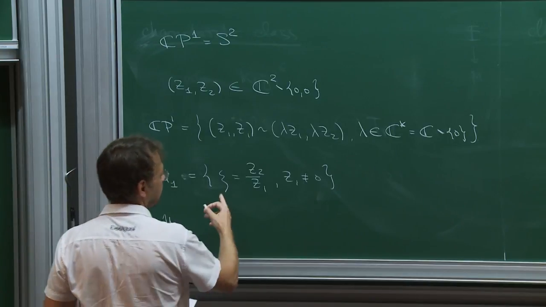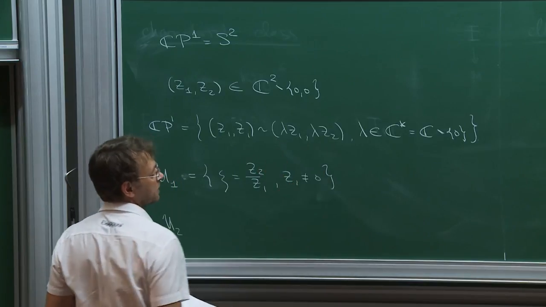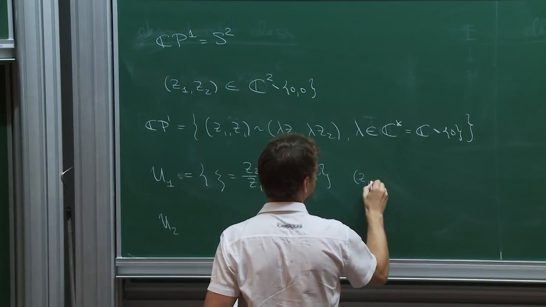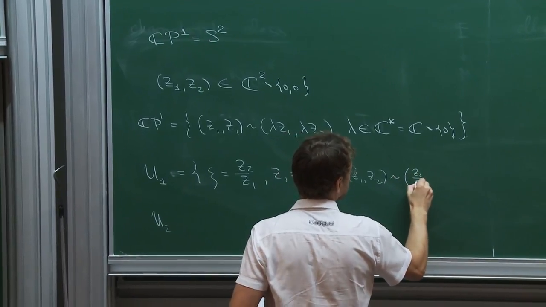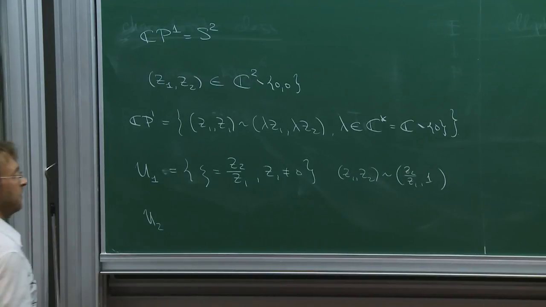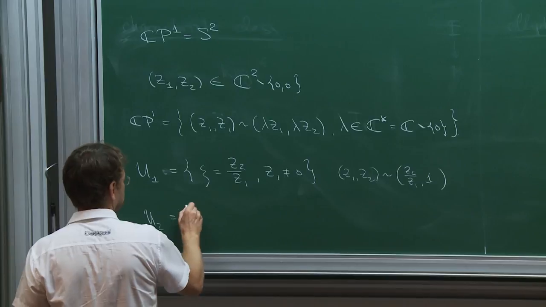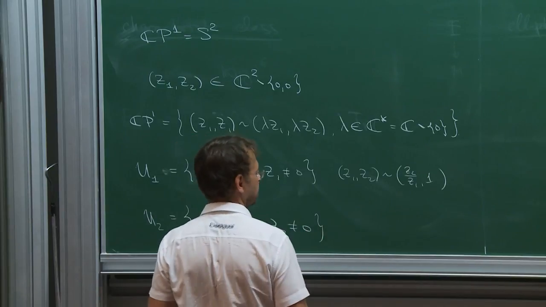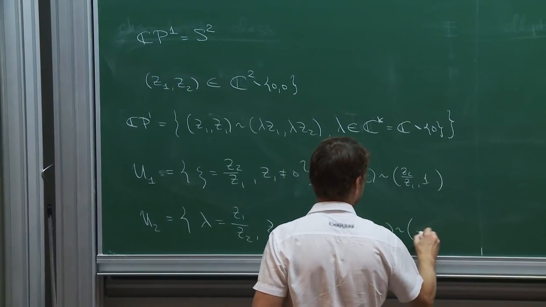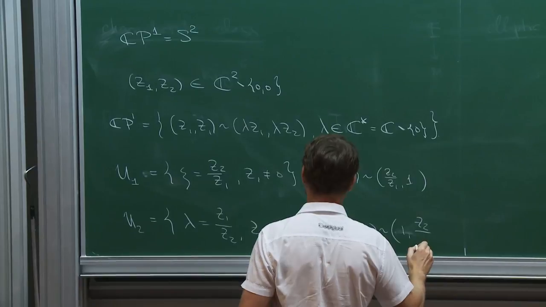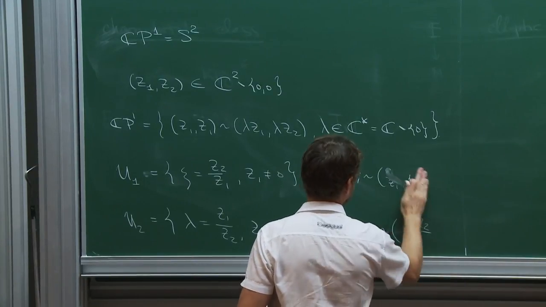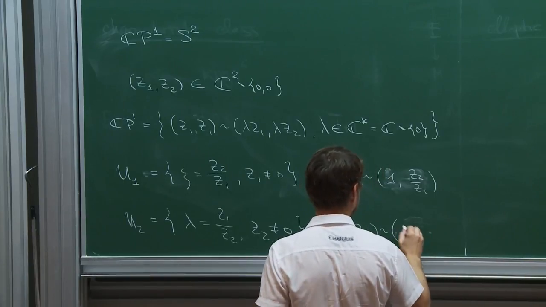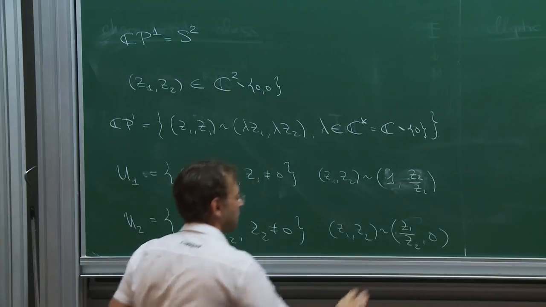And another patch is, so again, this parameterizes me well, because if zeta 1 is not 0, I'm basically saying that this point is always the same as 1, zeta 2 over zeta 1, right? They cannot both simultaneously be equal to 0, but they can each be equal to 0. So this is lambda, which is zeta 1 over zeta 2. So zeta 2 is not equal to 0. Okay, so this is what you are doing. And this is 1, zeta 2 over zeta 1, and this is zeta 1 over zeta 2, 1. Okay?